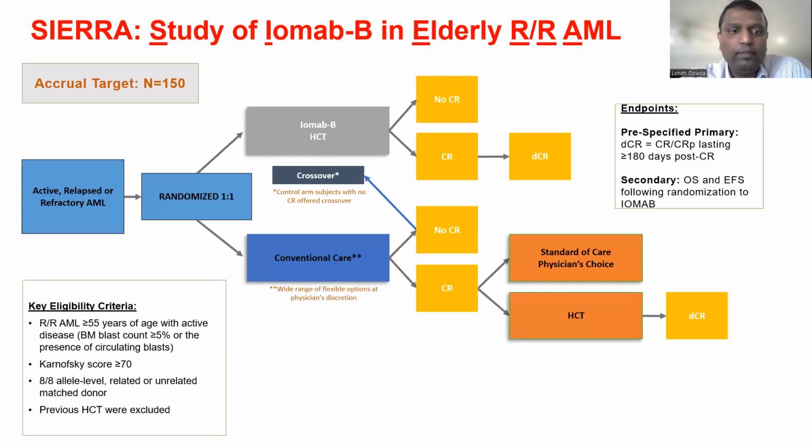Here's how the study design goes. People with relapsed refractory phenotype greater than 55 were randomized 1:1, IMAP to conventional care. Then you look for whether they have CR or not, and if it's a CR, what's the duration of CR, whether they last 6 months or not, and that's the pre-specified primary endpoint, lasting greater than 180 days. With the conventional care arm, it depends whether they get into CR or not. If they're in CR, then they could go to standard of care transplant or standard of care physician's choice.